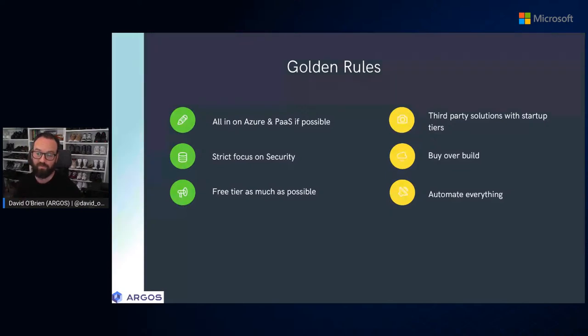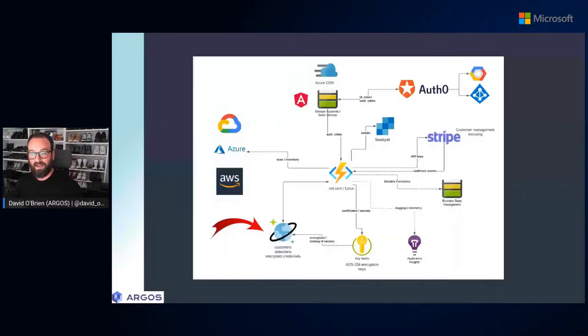And automate everything. We had a very, very strong stance on whatever we did, we had to get it automated from day one. And this is our architecture diagram, really. There is no secret sauce necessarily, except for a bit in the code, obviously. But there's no secrets around how we architected Argos.